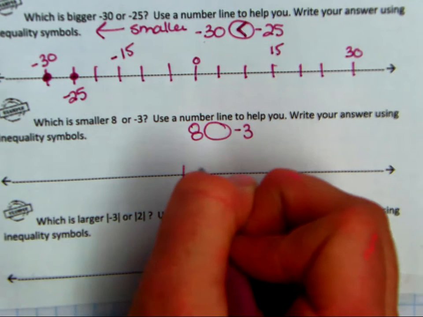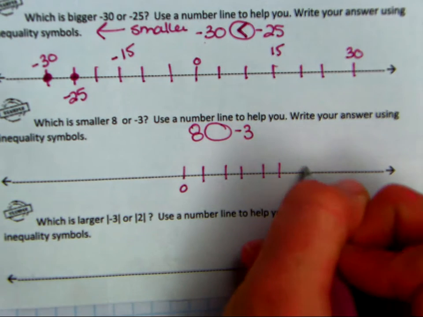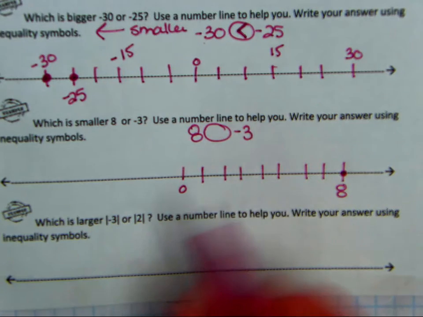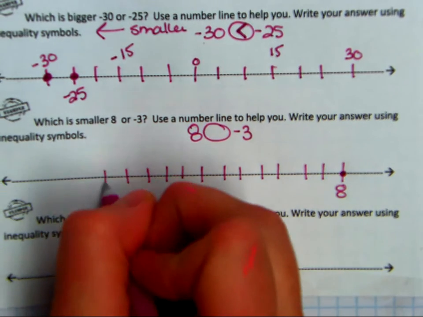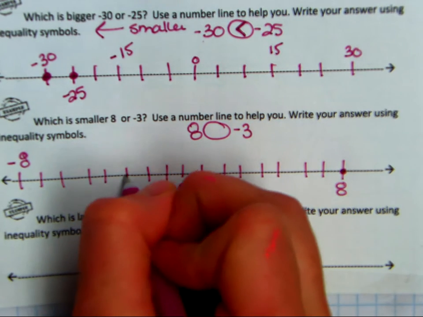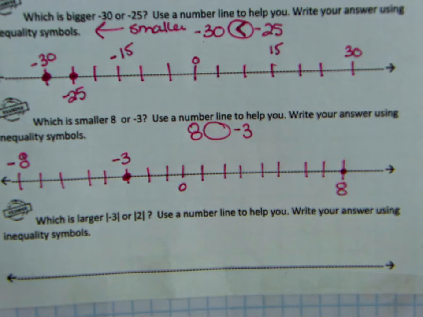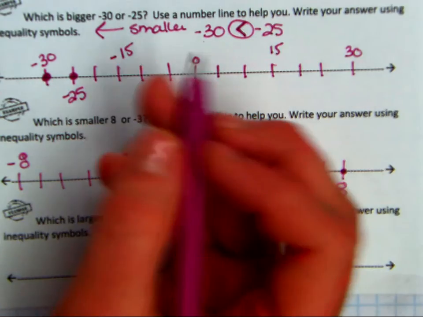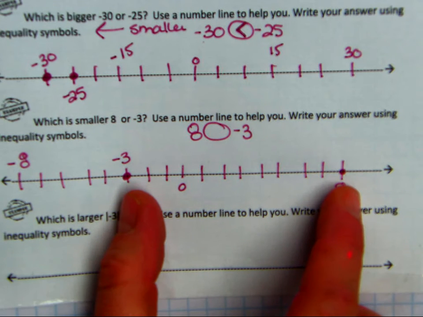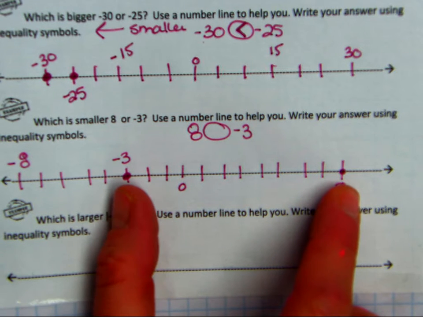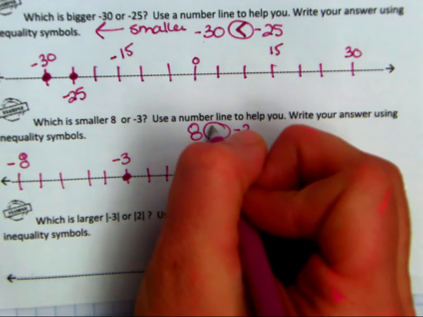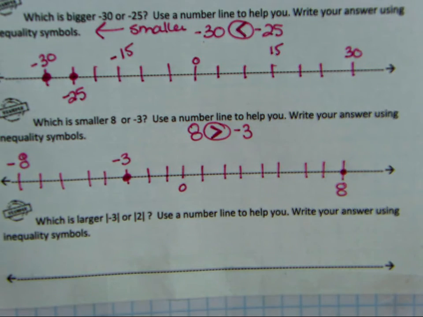So we're going to put a 0, 1, 2, 3, 4, 5, 6, 7, 8. And for a negative 3, I know I'm going to go to the left: 1, 2, 3. And this is negative 3. Okay, so the further this way, smaller. The further this way, the bigger. So if here's my number, and this one's my number, which one is further to the left? Negative 3. Therefore, negative 3 has got to be smaller than 8 because it's further to the left. So 8 is bigger than negative 3.